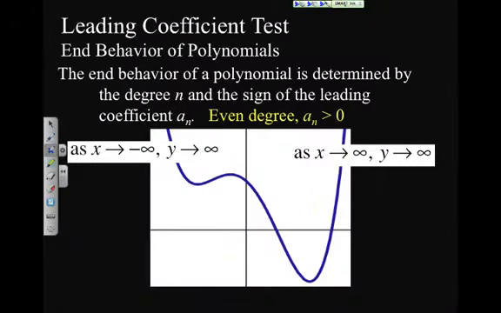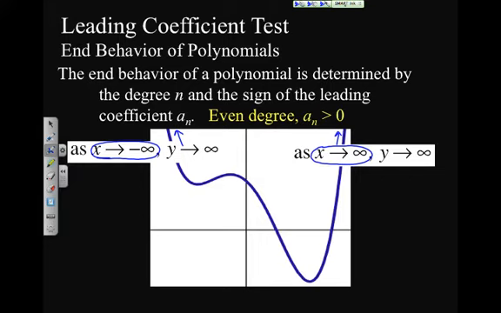So now we're looking at an even degree, and the leading coefficient is positive. As we look at this one again, as x approaches negative infinity, as we're looking to the left on this graph, we can see this graph is going up, so y approaches infinity. And in this case, even as we go to the right, the graph is going up, so y is approaching infinity again.